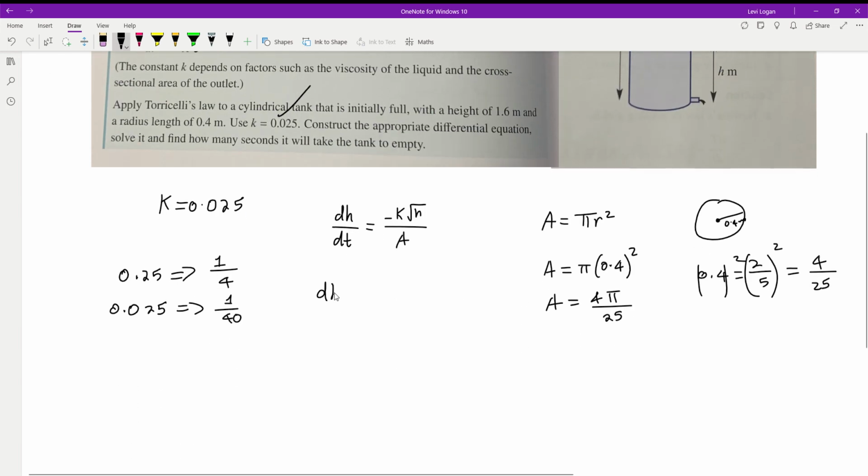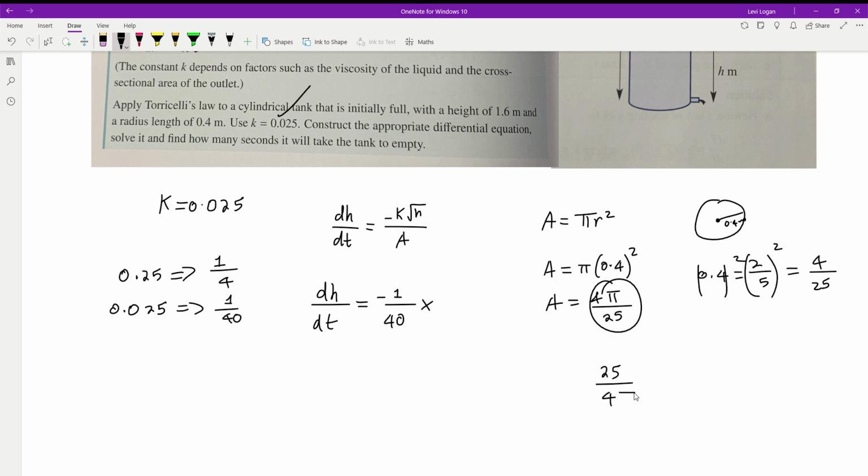So dh/dt is going to be negative 1 on 40 times 1 over the area. So the area was this. Since it's 1 over, just flip that. So it'll be 25 on 4 pi. So 25 on 4 pi square root of h.